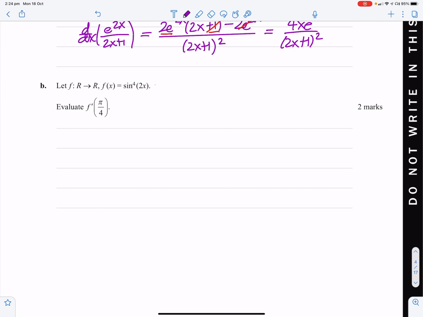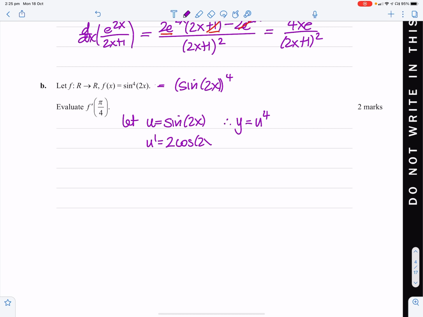Okay, here we're going to use the chain rule because when we rewrite it, we end up with sine 2x to the power of 4. So we've got a function inside another function. So we would let u equal sine 2x, therefore y is u to the 4. When we derive sine 2x, we get 2 cos 2x. When we derive u to the 4, we get 4u to the 3.